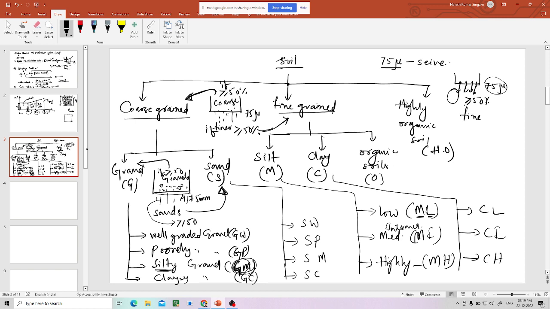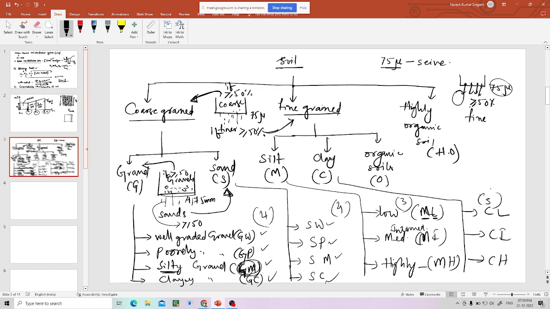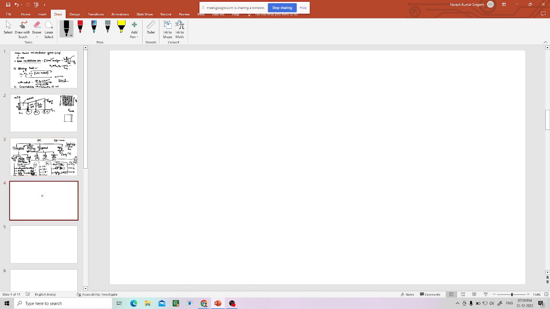Now, can you tell me how many groups we have in this soil? Four in the gravel, four in the sand, silt three, clay three, organic soils also, we have another three. What are those? OL, OI, OH. So here also three. Now here one, highly organic soils. Now how many groups are there? 4 plus 4, 8, plus 3, 11, plus 3, 14, plus 3, 17, plus 1, 18. So total, according to IS, Indian Standard Soil Classification System, there are 18 groups possible.